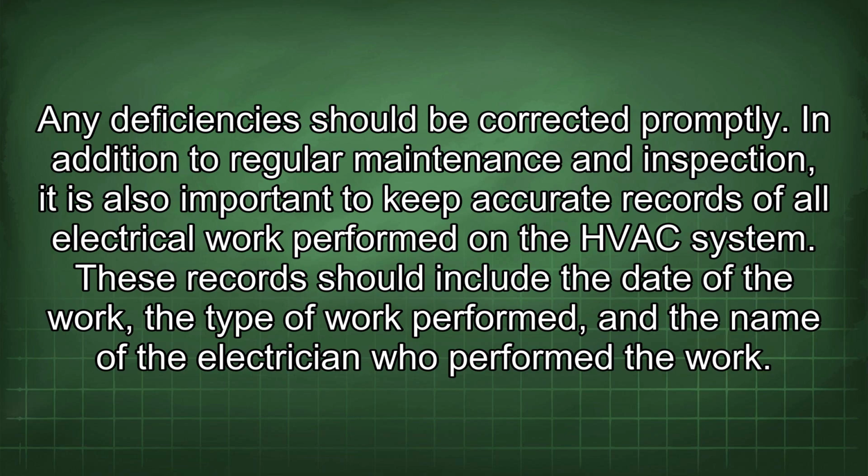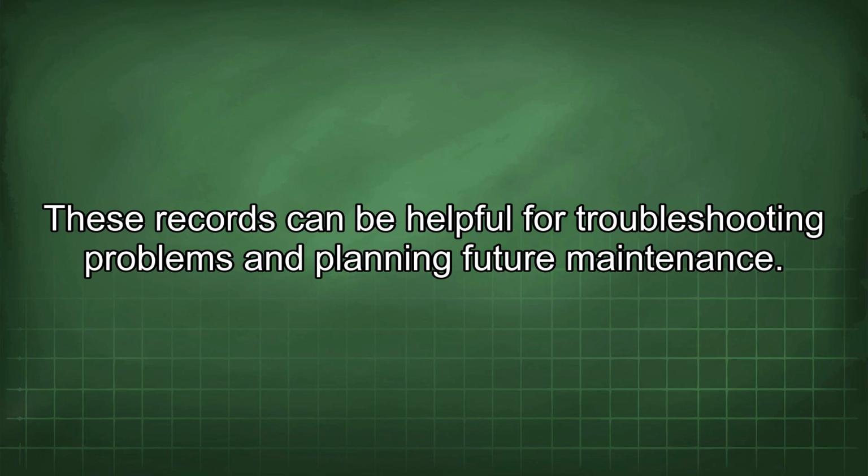In addition to regular maintenance and inspection, it is also important to keep accurate records of all electrical work performed in the HVAC system. These records should include the date of the work, the type of work performed, and the name of the electrician who performed the work. These records can be helpful for troubleshooting problems and planning future maintenance.